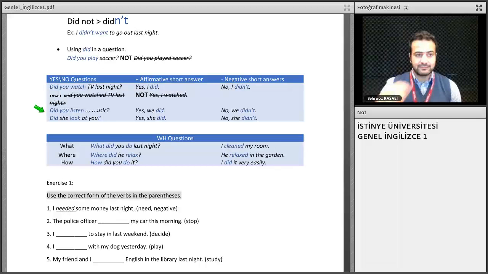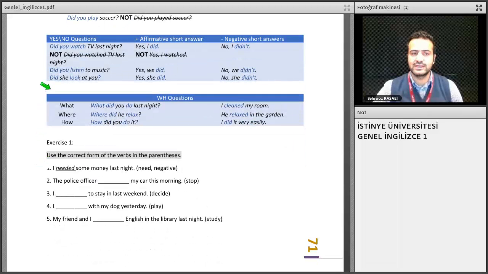And for listen, did you listen to music? Yes, we did. No, we didn't. And did she look at you? Yes, she did. No, she didn't. So did, verb 1. Did, verb 1. Short answers: did, didn't. For negative short answers, didn't, and for affirmative short answers, did.